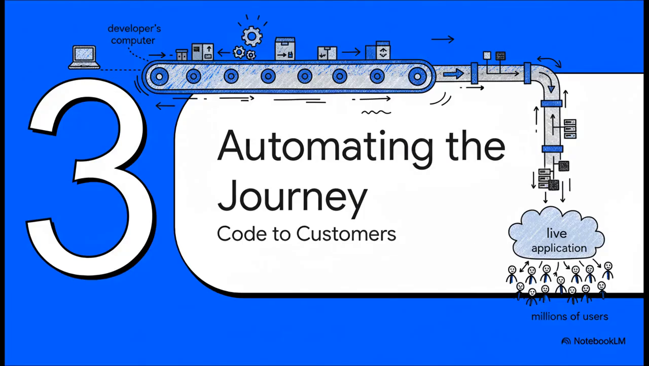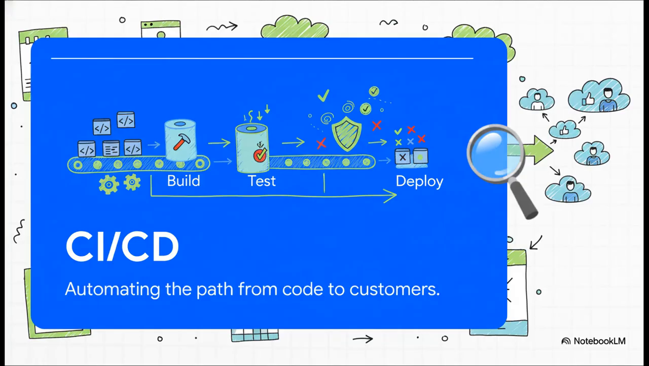So, our feature is built. It's packaged up nicely in a container, but how does it actually get from that developer's laptop to the millions of people using the app? Well, for that, you need a fully automated assembly line just for code. And this assembly line is called CI/CD. It stands for Continuous Integration and Continuous Deployment.